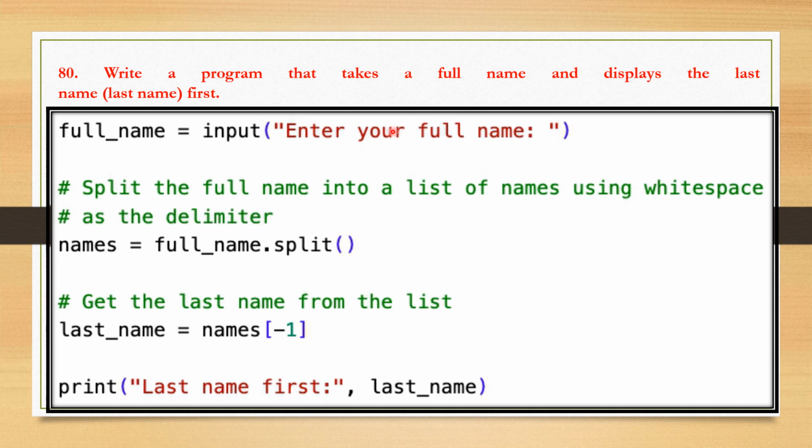The next program is to take a full name and display the last name. Previously we displayed the first name, so we were using the 0 index here. Here the same thing will remain, but only the 0 will be replaced by -1. That is, first prompt the user to enter the full name, use the split function, and then apply name[-1]. That is negative indexing. So here the last name is obtained by accessing the last element of this name list, and it is stored in a variable called last name, and finally display the result.